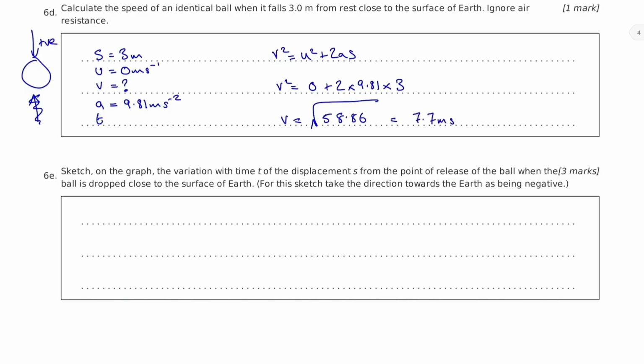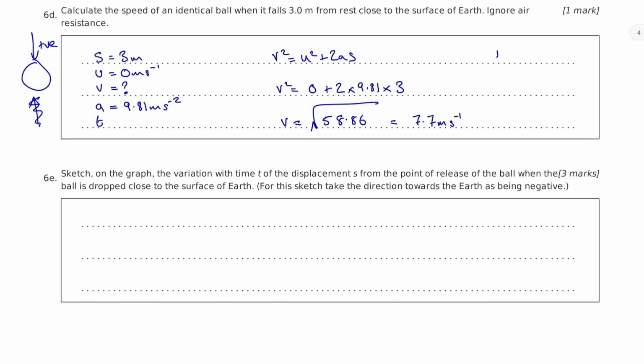7.7 metres per second. Sketch on the graph the variation with time t of the displacement s from the point of release of the ball when the ball is dropped close to the surface of the Earth. Okay, and for this sketch, take the direction towards the Earth as being negative. So we want to draw a similar sketch of what the ball's trajectory is, but for the Earth. We know that, and it's an s-t graph, isn't it? So that's s and that's t.